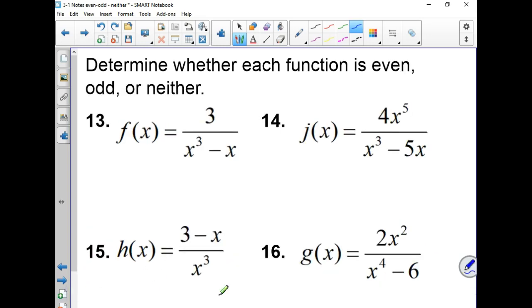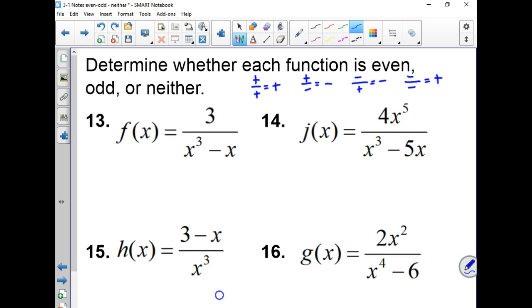Remember in our problems that we did earlier that fractions were a little more difficult. The key to fractions is that we've got to remember a positive over a positive, of course, gives us a positive. A positive over a negative would give us a negative. A negative over a positive would give us a negative. And a negative over a negative would give us a positive. Those are just our division rules.